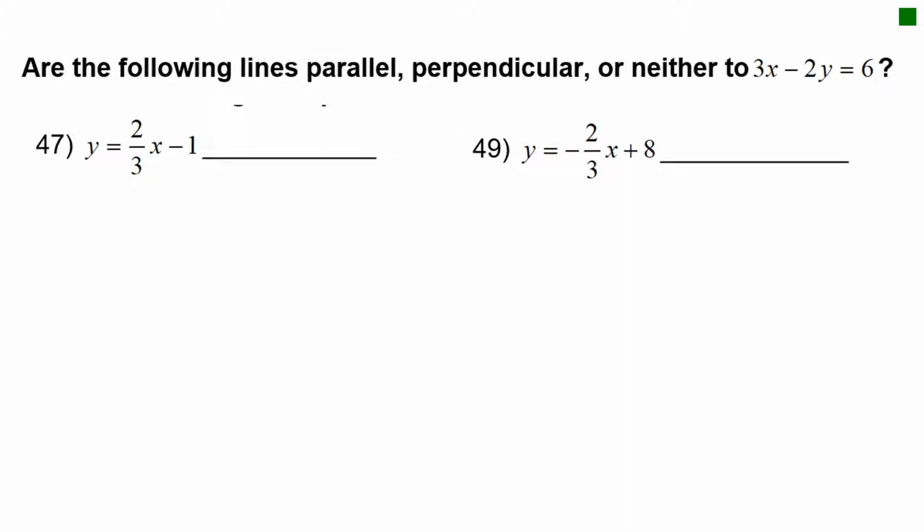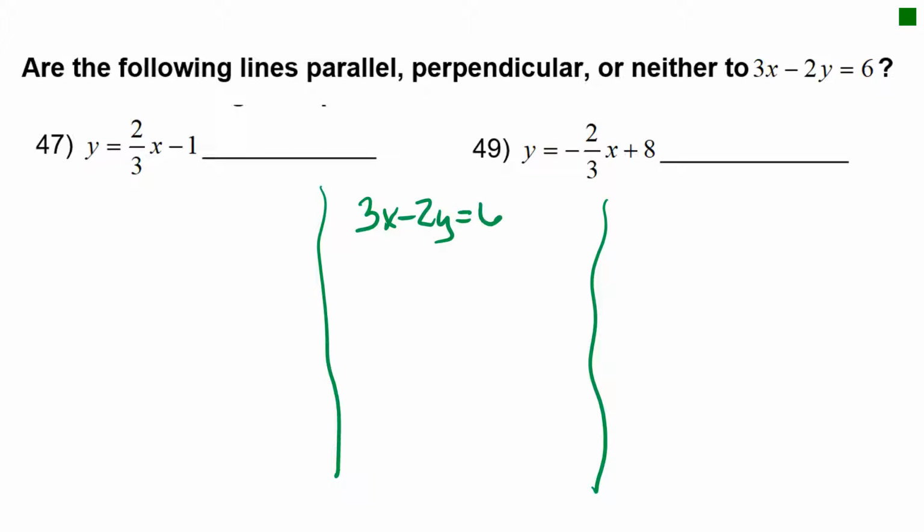Parallel, perpendicular, or neither to this line. So here's what I'm going to do. I'm going to divide this into 3 parts right now. I'm going to put 3x minus 2y equals 6 in the middle. I'm going to get y alone. The only time I don't get y alone is standard form. So I'm going to get y alone.